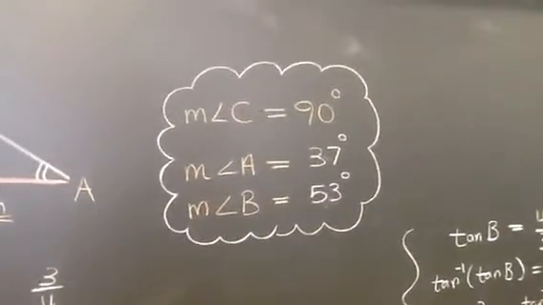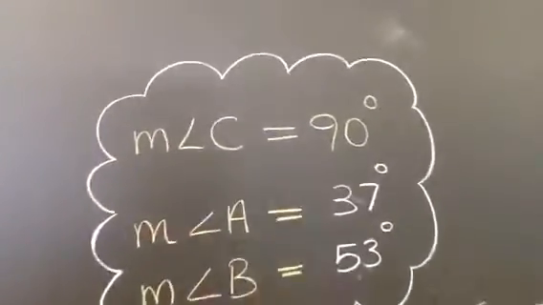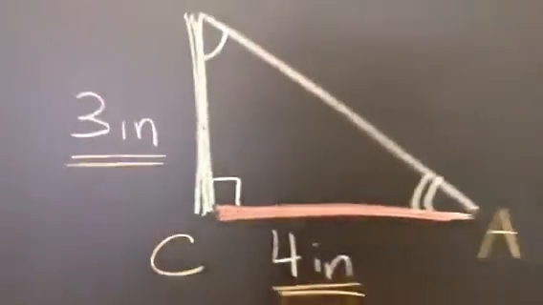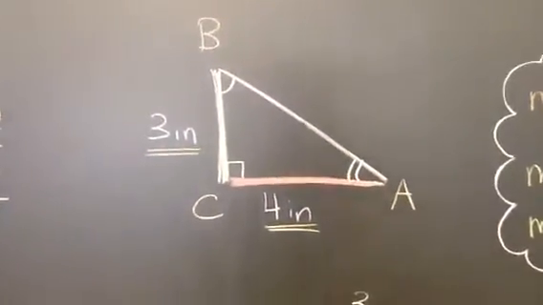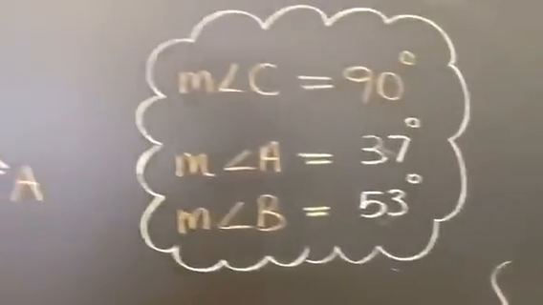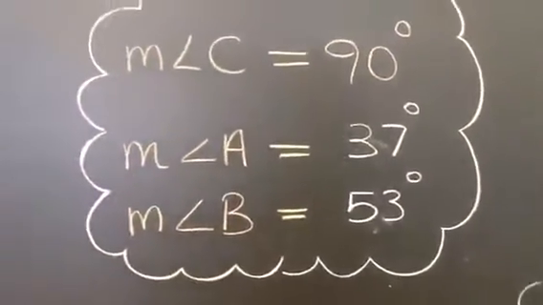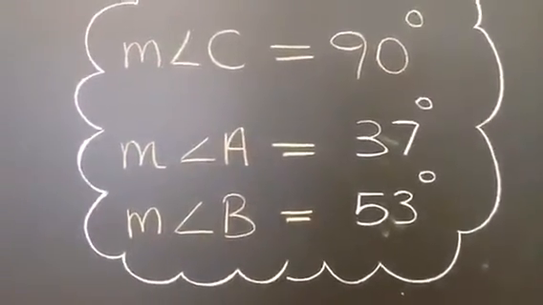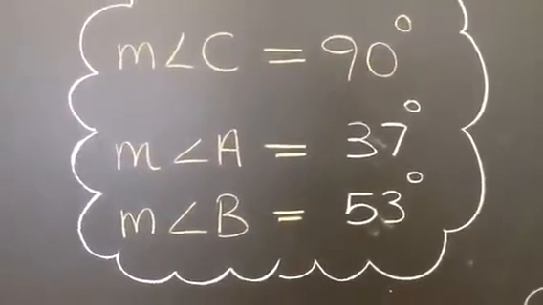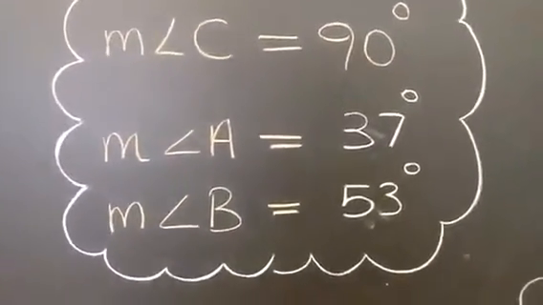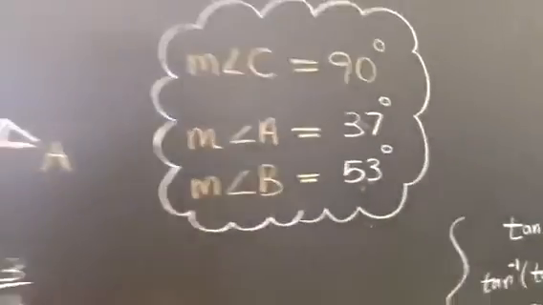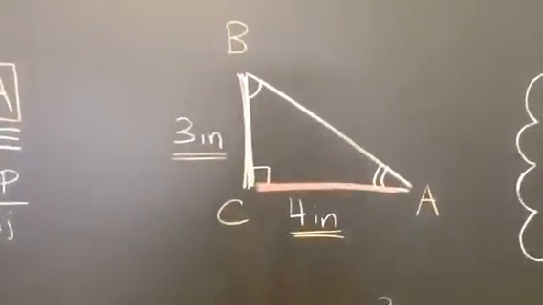So I know that angle C is 90 degrees. Does that make sense? It's got to be 90 degrees. There's the right angle box, and so it's a right triangle. So angle C has to be 90 degrees. But I've also discovered using trigonometry that the measure of angle A is about 37 degrees, and the measure of angle B is about 53 degrees. And it's in this particular lesson that I want to show you how I found that out.